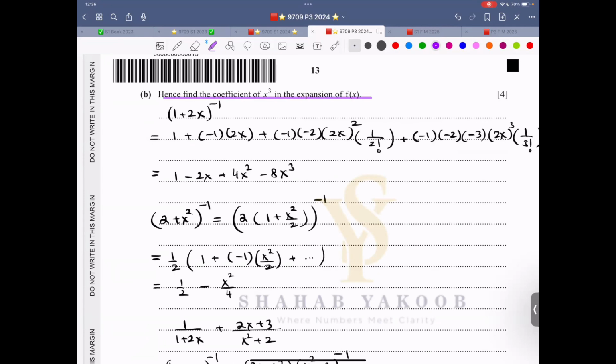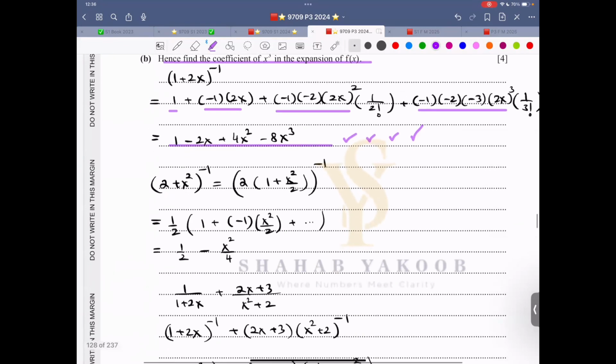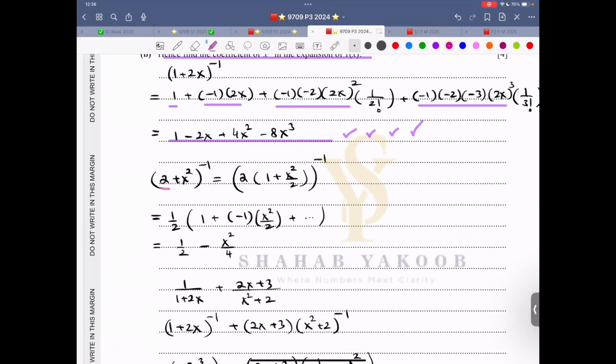So first of all, (1 plus 2x) raised to the power of negative 1. This is the constant, this is x, this is x squared, this is x cubed. So we get all these 4 terms. All 4 terms are applicable for us. And now the next one. This is (2 plus x squared) raised to the power of negative 1. Take 2 common: this is 1 plus x squared over 2, all raised to the power of negative 1. This is applicable on this as well as this. So 2 raised to the power of negative 1 is half. And then we just need actually 2 terms from here: after the constant, 1 term.